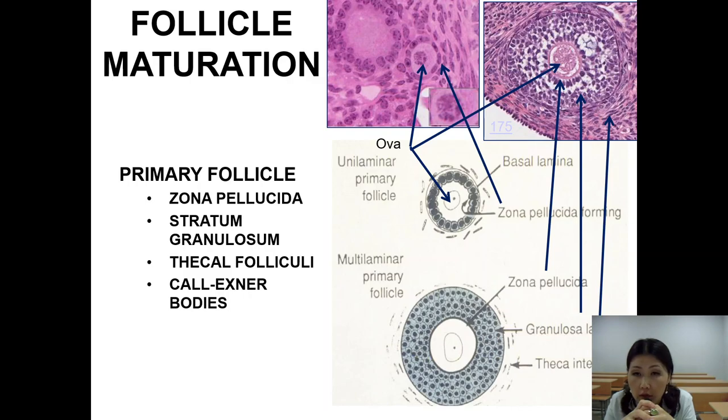Here you can see the primary follicle, or growing follicle. It has a zona pellucida, stratum granulosum, and theca folliculi on top. This is a unilaminar primary follicle and a multilaminar primary follicle. Here you can see also unilaminar, one layer of granulosa cells, and this is the multilaminar primary follicle, and this is the ovum inside. And the zona pellucida, a new structure, this pink ring-like layer. And this is also the granulosa layer and theca interna.